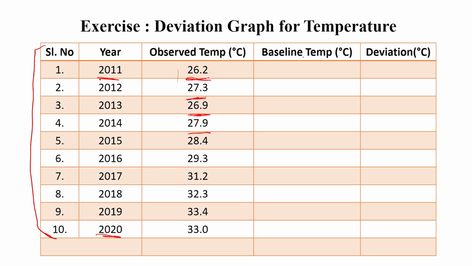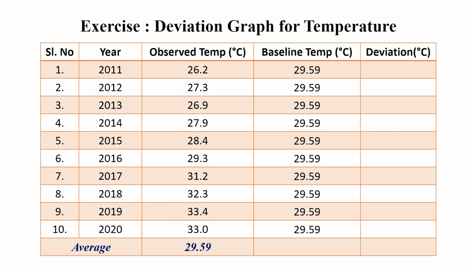Now, we have to calculate the baseline temperature. To calculate it, we will add everything, and whatever value we get after adding, we will divide by 10. It is around 295. If we divide it, we get 29.5. So, the baseline we have set is 29.5. This is our baseline temperature.